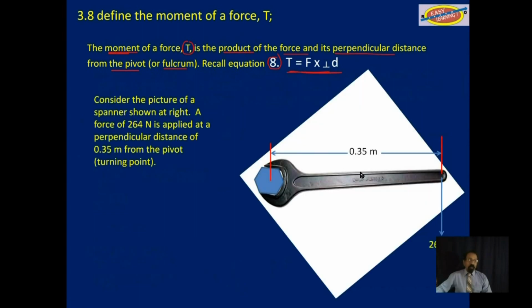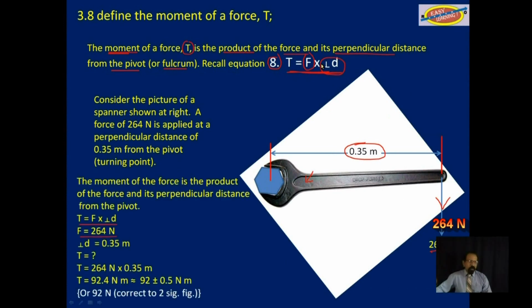If you have a spanner like what we see here, and a mechanic is applying a force of 264 newtons at a distance of 0.35 meter to attempt to tighten that bolt, then the moment of the force is the force itself times the perpendicular distance. The force is 264 newtons, the perpendicular distance is 0.35 meters. What is the moment? What is the turning force?